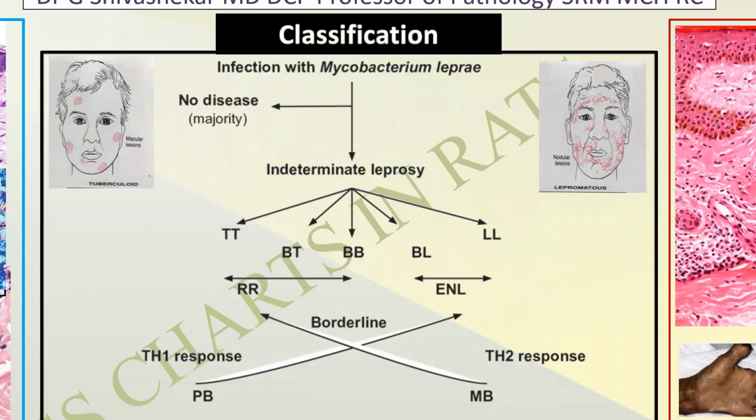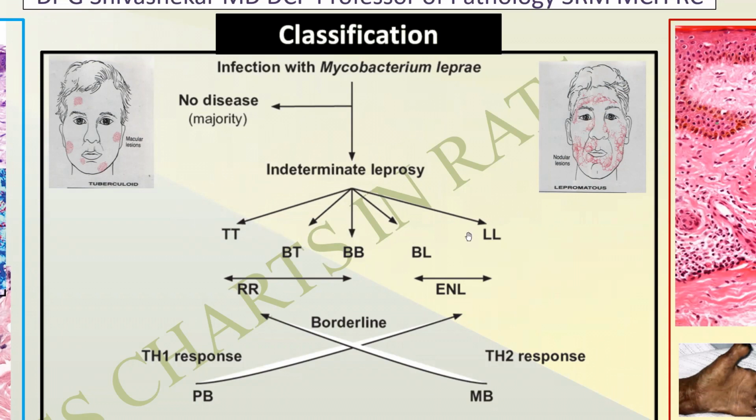Classification is an aid to orderly thinking. That's what my dermatology professor has taught me. There is an infection with Mycobacterium leprae. Most of us would have got exposed to it, but the majority do not have a disease or any manifestation whatsoever. In some people, however, there is a non-specific inflammation. Even when the slide comes to us, we are not able to make a specific diagnosis, and it is a case of indeterminate leprosy.